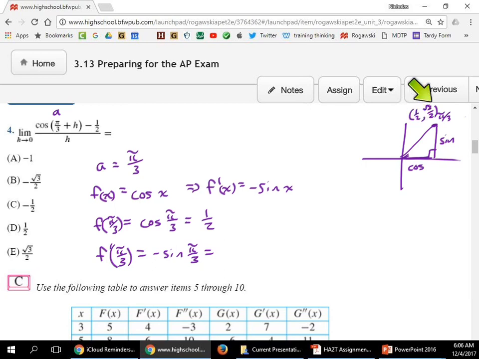Oh, we already did that. Check it out. See, look, pi over 3 is rad 3 over 2, and it's negative out in front. So we get negative rad 3 over 2. We get our answer. Oh man, that was magical.